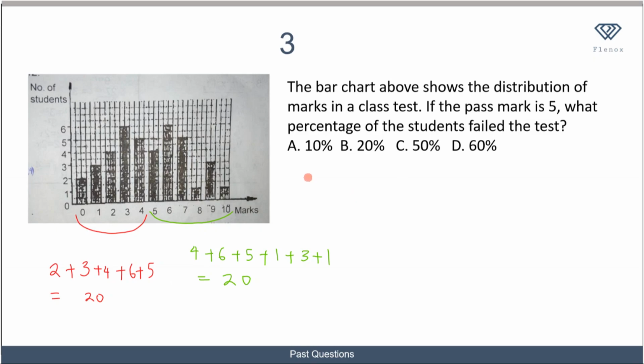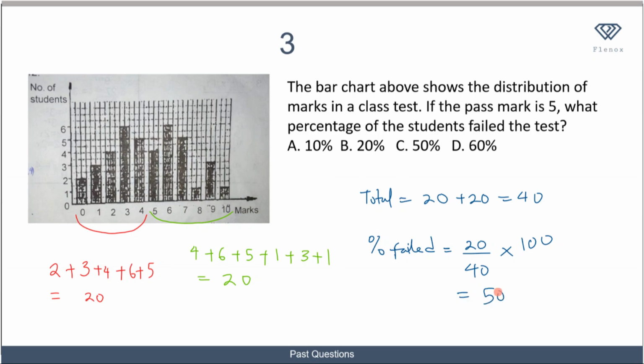So the total number of students will be what? 20 plus 20, number of students that passed and failed, and that will be equals to 40. So the percentage that failed will be equals to the number that failed, which is 20, divided by the total number of students, which is 40, then times 100%, and this gives me what? 50%. So this means that what? Half of the class failed in the class test. So the correct option is option C.